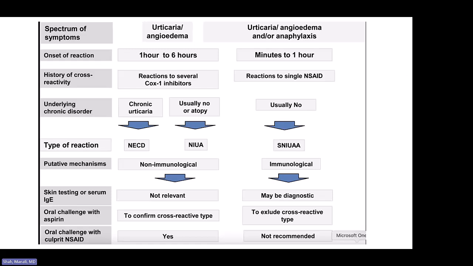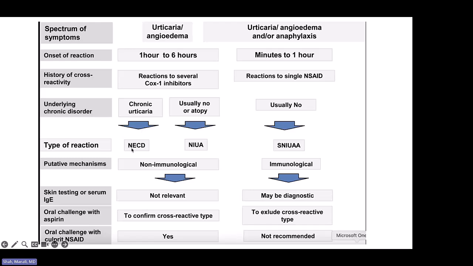This was also from that same Jackie paper, and I thought it did a good job of summarizing. When you have a patient, you're getting the history, it's really about classifying: is it just urticaria angioedema, or do they have an anaphylaxis reaction as well? That also depends on the onset of reactions. Anaphylaxis would happen more quickly, within minutes to an hour, and the urticaria angioedema can be seen up to 6 hours after ingestion. For cross-reactivity, if it's just urticaria angioedema, they will have cross-reactivity to multiple COX-1 inhibitors, but if it's anaphylaxis symptoms, then it would just be to that single NSAID in the chemical class.